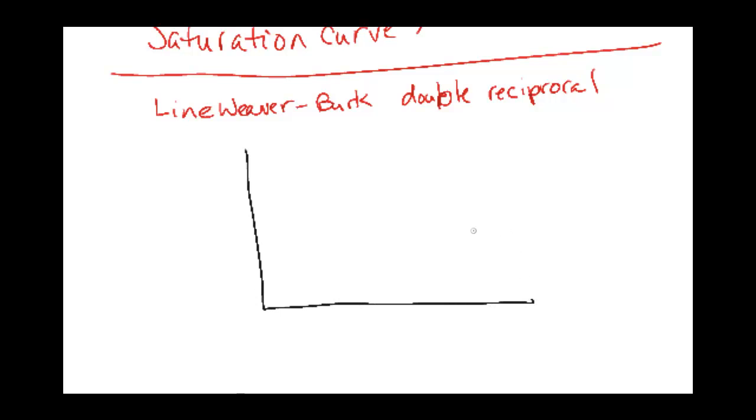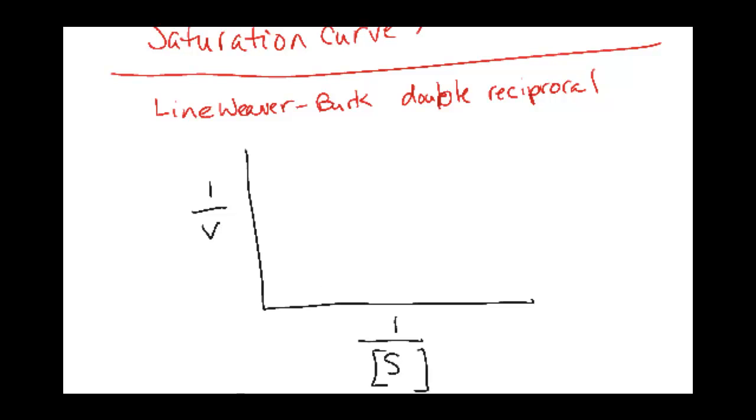So the y-axis is 1 over velocity, the x-axis is 1 over substrate concentration.